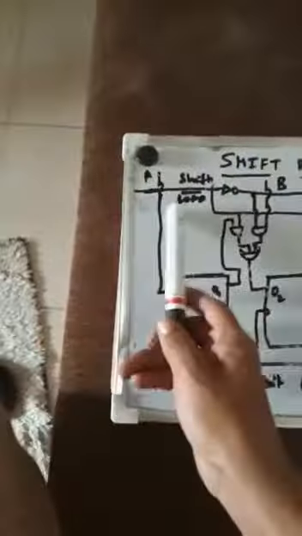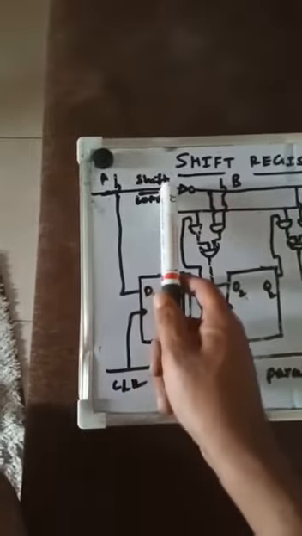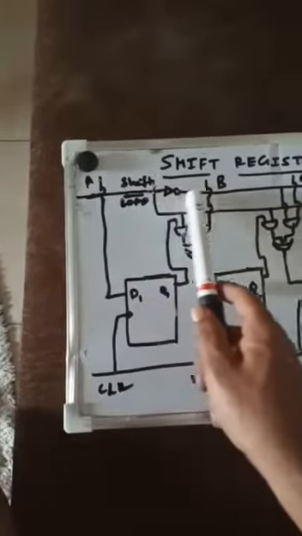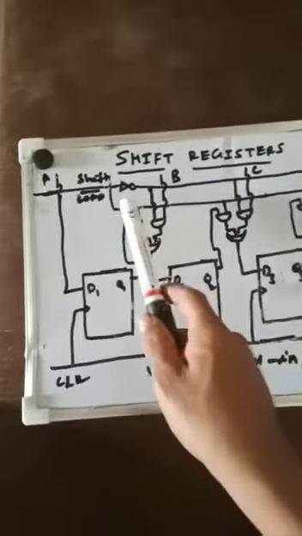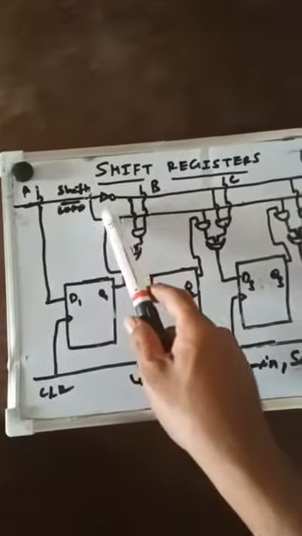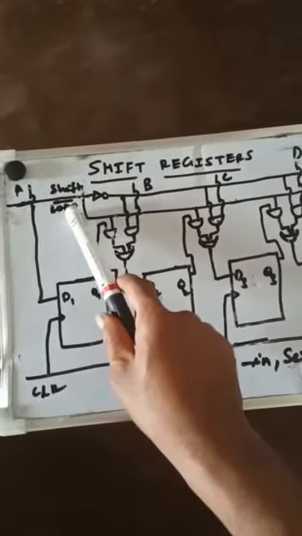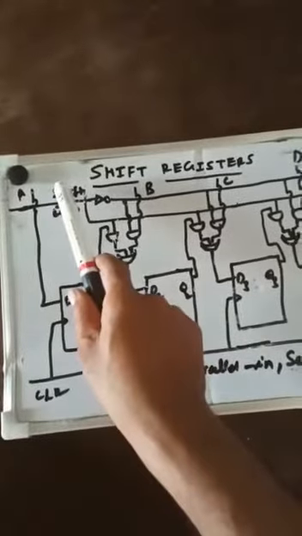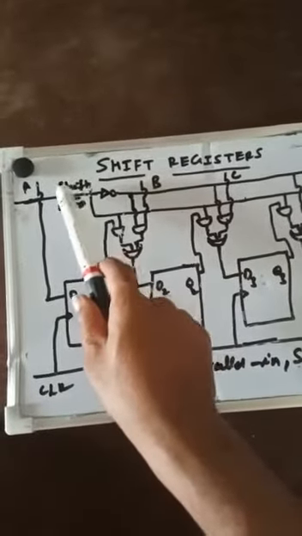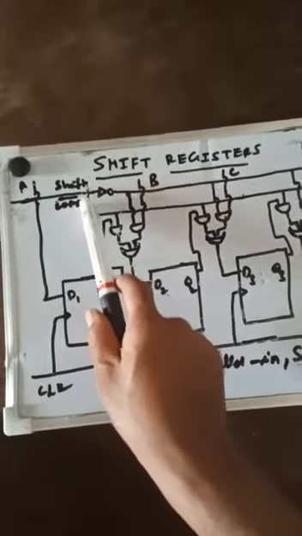And here another thing is, this is the shift line, and similarly this is the shift line, and the load, here the load bar is this line. Suppose if this pin is 1, that means only shift has taken place. That means this is connected.